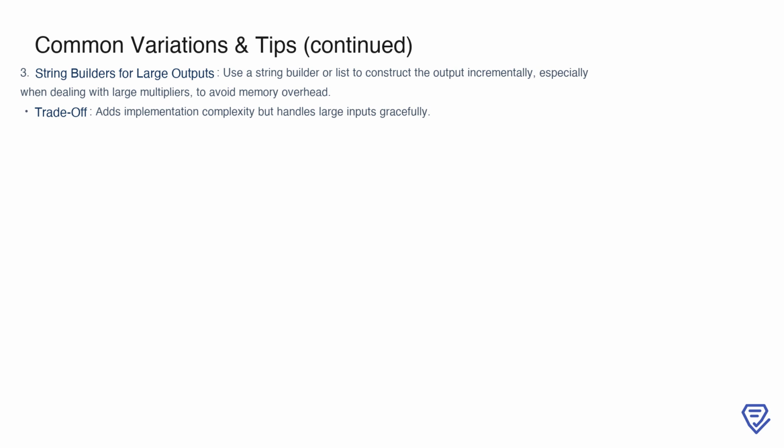For scenarios involving large outputs or high multipliers, consider using string builders to construct the result incrementally. This approach can handle large inputs more gracefully by avoiding the memory overhead of directly constructing the full string in memory. While this adds some complexity to your implementation, it's a practical solution for cases where output size could otherwise become unmanageable. By breaking the output into smaller chunks and appending them efficiently, you can create a solution that scales well even for extreme input sizes. This technique highlights the importance of balancing performance optimization with code readability and robustness in advanced problem-solving scenarios.